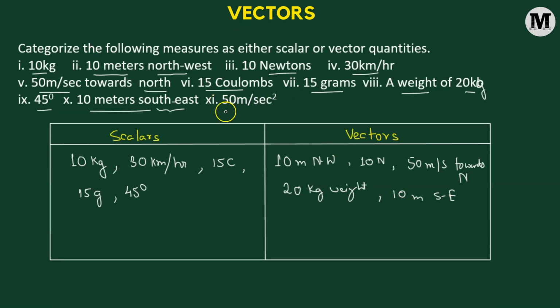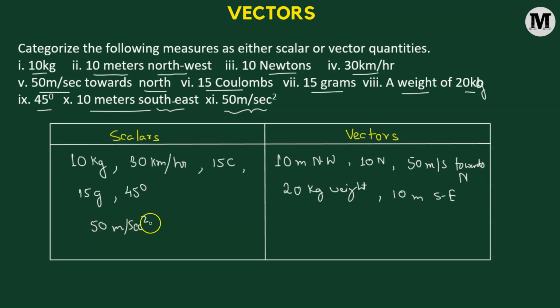Coming to the final one, 50 meters per second squared. The meter per second squared is the SI unit of acceleration. So that means here we have a quantity which is defining the acceleration of an object. Well, acceleration we know by definition is a vector quantity. However, there is nothing being mentioned here about the direction of this particular quantity. So we will be considering only its magnitude. So in the sense of a magnitude, we will put it under the category of a scalar.